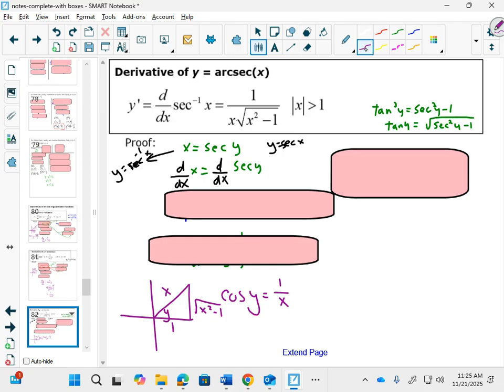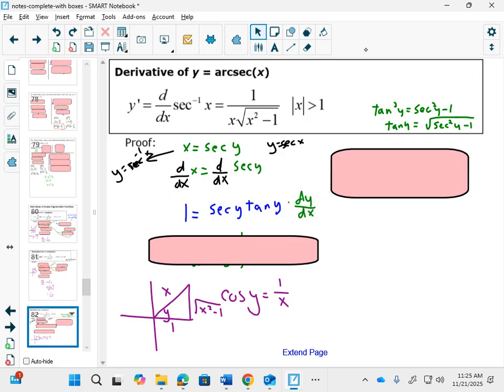How do we do the derivative of secant? Remember the derivative of secant? It is secant tan. So you would have a secant y tan y, and then because it's implicit, you would multiply by the dy dx at the end. And if I solve for my dy dx, I would get 1 over secant y tan y.